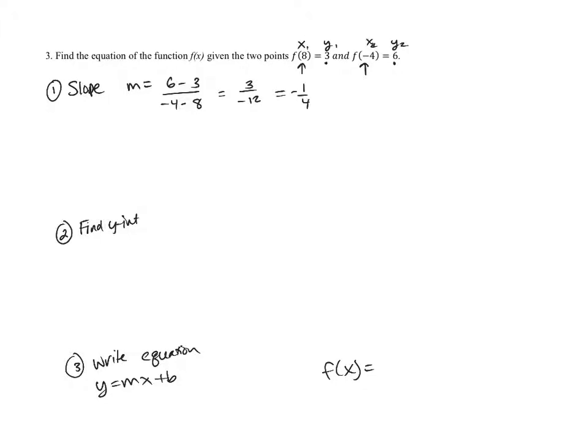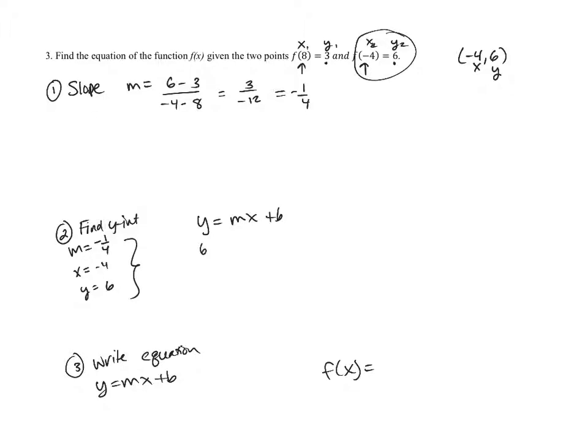Next step, find the y-intercept. Choose a point; I'm just going to choose this one. The x value is -4, the y value is 6. So there's my x, there's my y. And the slope I just found is m equals -1/4. Those are going to get put into y equals mx plus b. Here we go: 6 equals -1/4 times -4 plus b.